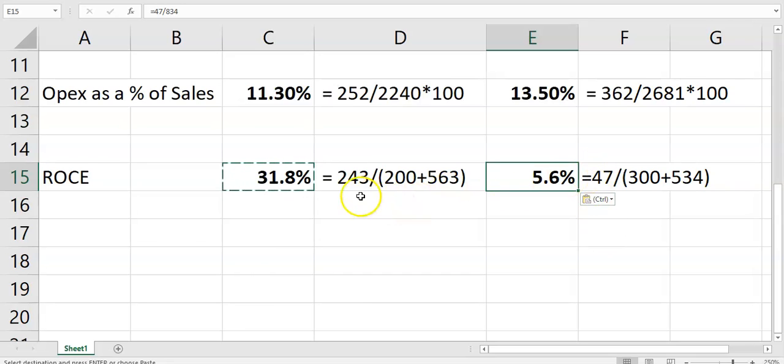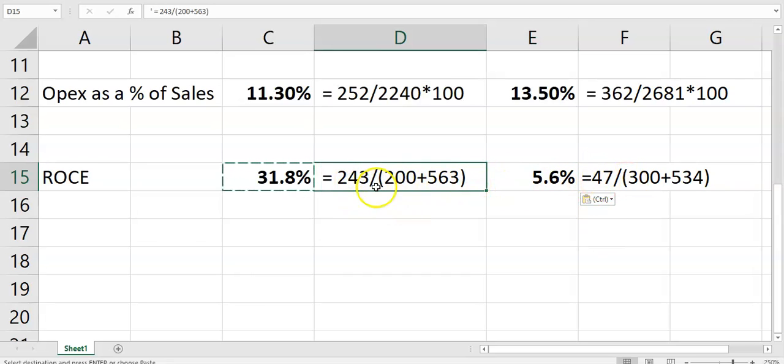The main driver of that is twofold. Your profitability has really fallen, 243 down to 47, and your capital has gone up. If anything, you should have expected profit to go up further because you've invested in capital. But that doesn't seem to have happened here, and again, we need to investigate why.